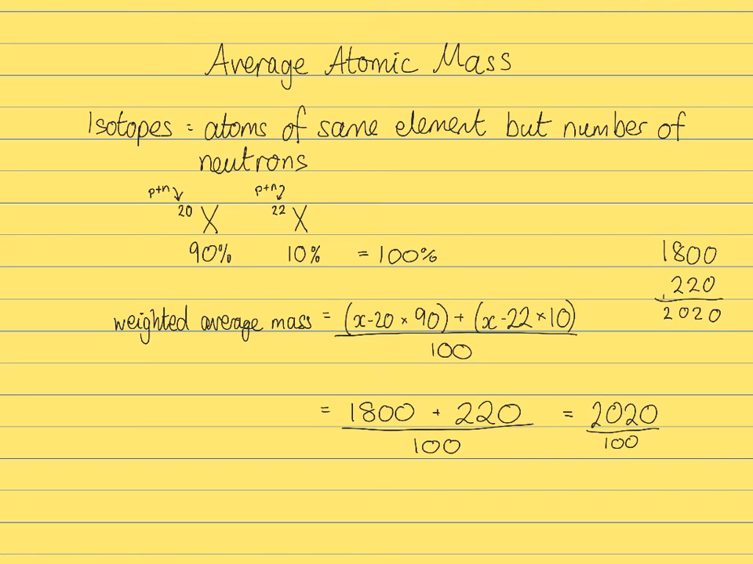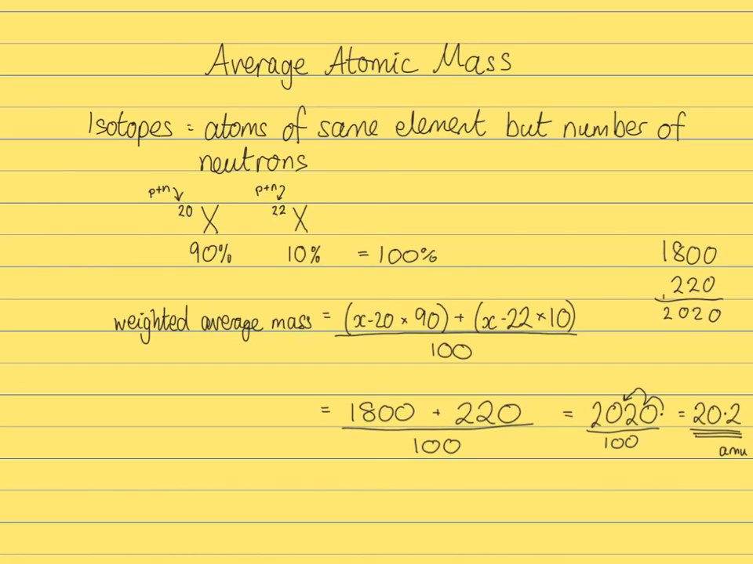Now when you divide by 100, you're moving the decimal place 2 times. So the decimal moves from here, 1, 2. So your answer is going to be 20.2. Really, you should have a unit. So ideally, we would say AMU as your unit for weighted atomic mass.